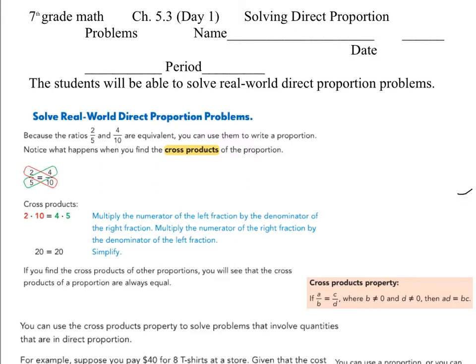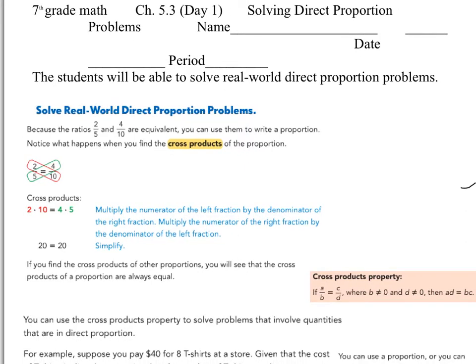All right, so because the ratios 2/5 and 4/10 are equivalent, you can use them to write a proportion. Notice what happens when you find the cross products of the proportion. And we already did this in the last chapter. So you cross multiply and you get 20 for each.